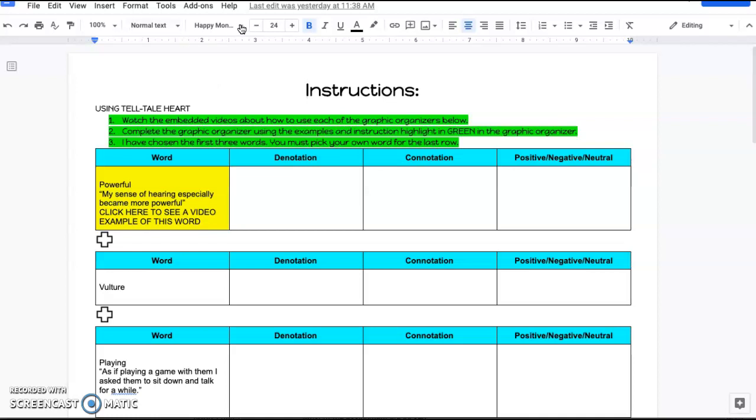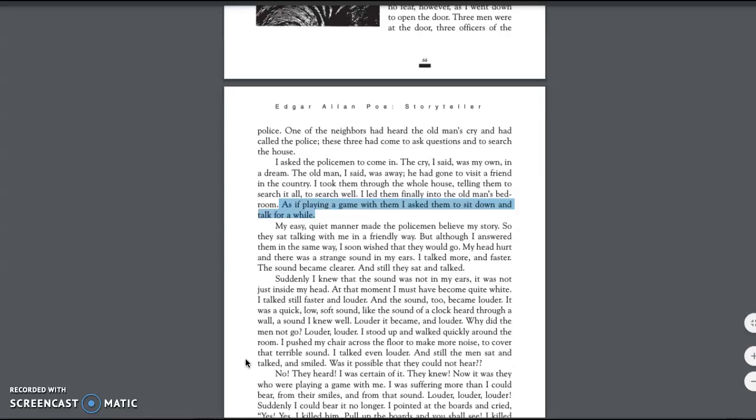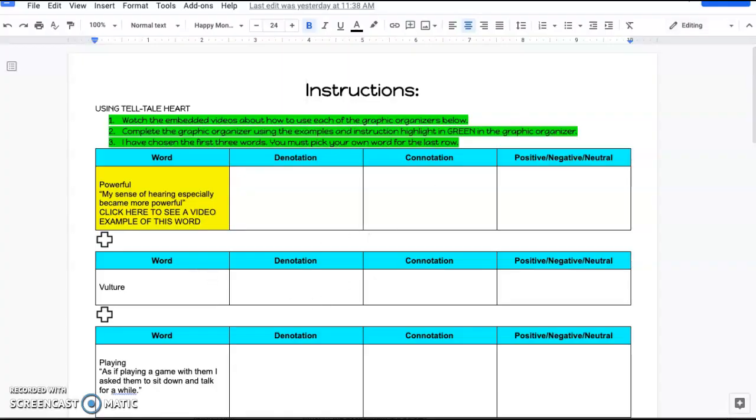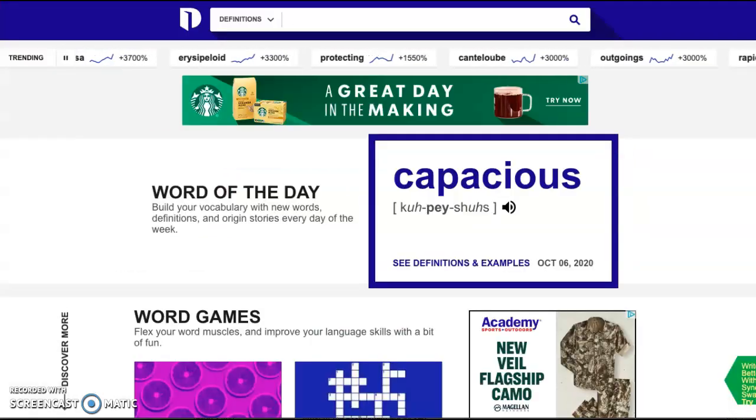Hey guys, so this is your breakdown for RL8.4 in your review. I have for you your example word, which is powerful, and I went ahead and pulled out the sentence just so I could see it. But when I'm doing this, I of course have my handy dandy story available, as well as my favorite website, as you guys know, the only website that I ever really use, dictionary.com.